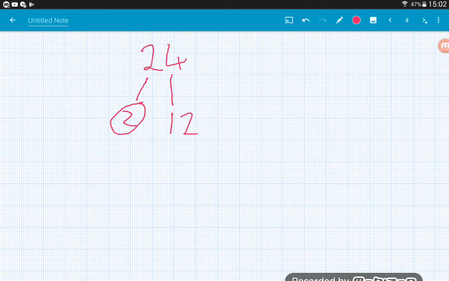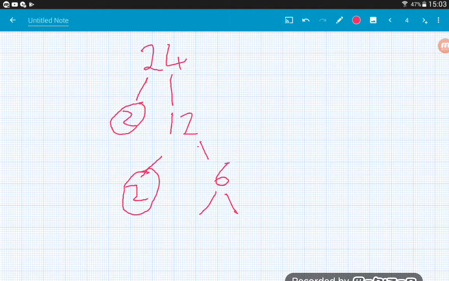Now 12 is not a prime number, so we carry on and do exactly the same to 12 as we just did to 24. Again, 12 is an even number, so we can take out another 2, put a circle around it, and then 12 divided by 2 is 6. 6 again is not prime, so we can do the same. 6 is equal to 2 times 3, and 3 is a prime number. Once we get to this point where we've got two circled prime numbers, this is where our tree ends.